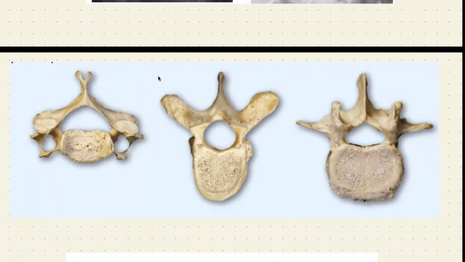Okay, that's great. Exactly this question will be asked in your exam, right, doctor? Okay, so what is the first vertebra you will be able to palpate?